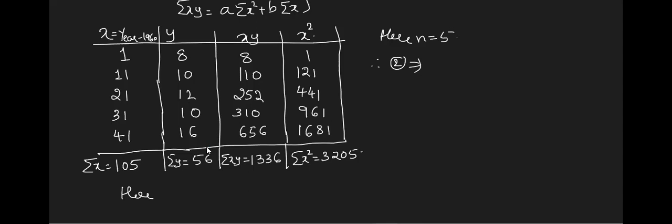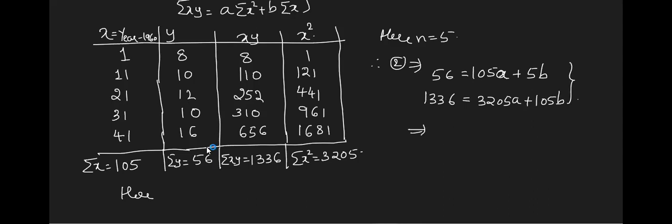We'll get summation y, which is 56, equal to summation x, which is 105, into a, plus n into b, so 5b. Second equation, summation of xy, 1336, equal to a into summation x square. What is my summation x square? 3205a, plus summation x, which is 105b. Take properly in the calculator, solve it and tell me the a and b values.